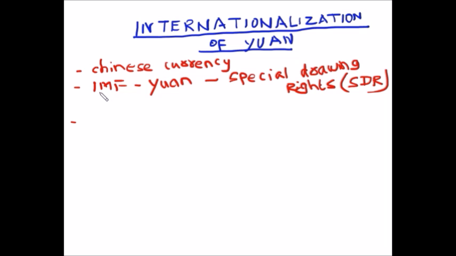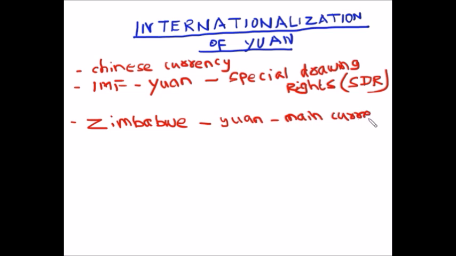Recently, Zimbabwe also took a step to adopt the Chinese currency, that is yuan, as the main currency for use. Zimbabwe will become the first country after China to use yuan as its currency in the domestic market. Why did Zimbabwe adopt yuan as one of the main currencies in the domestic market?